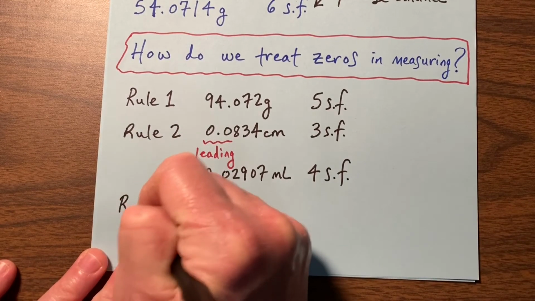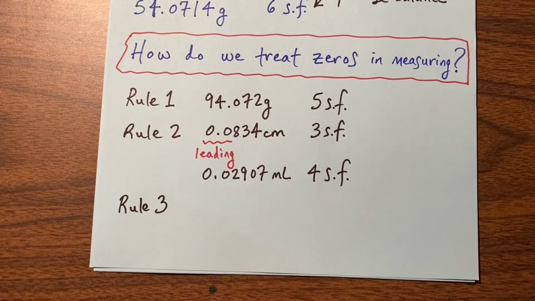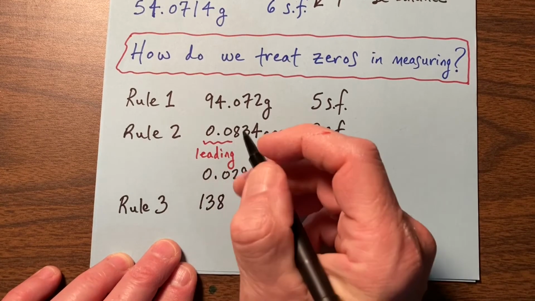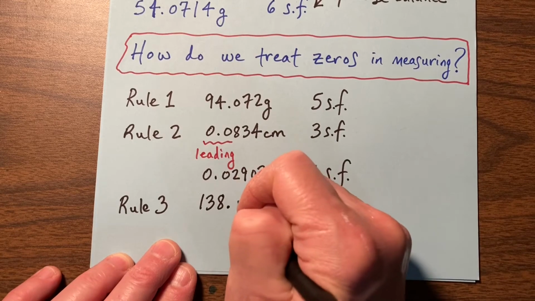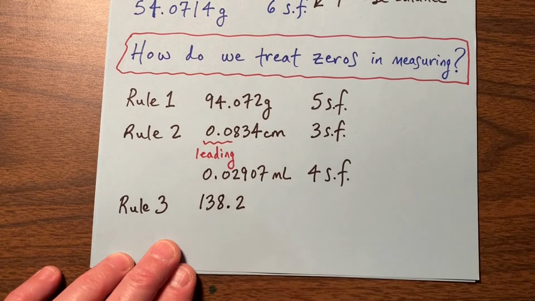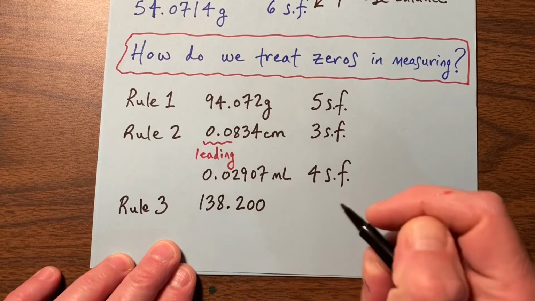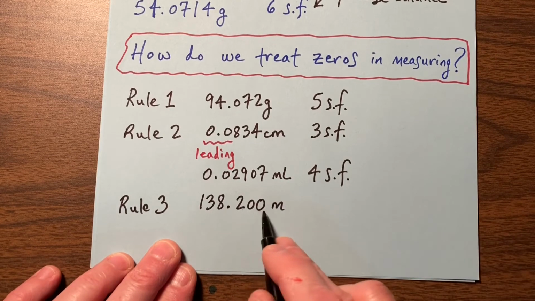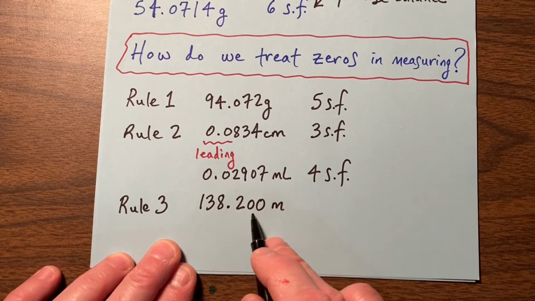Rule 3 is zeros at the end of a number and after the decimal place are significant. So it's assumed that these zeros, we wouldn't show them unless they were significant. So let's say you measured the length of an object with a ruler or some device that allowed you to get 3 decimal places, and it was right on a second mark, let's say after the 8. So you'd have to say there's 2 more zeros there. Let's say that's meters. So that number, since the zeros are after a decimal place, they are put there for a reason.